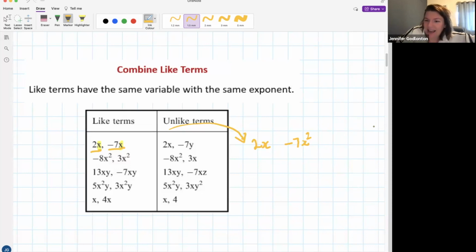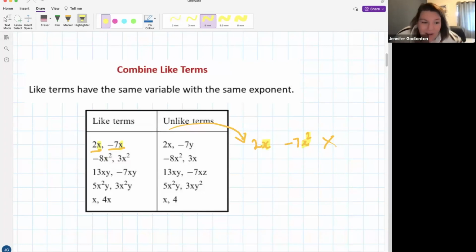Yes, I see a hand. Tell me, why are these unlike terms? Ma'am, they're unlike terms because of the exponent that's by negative 7x. Good, absolutely, 100%. So if we have a look over here, this one is just a normal x, and this one is an x squared. And because of that, it makes them unlike terms.